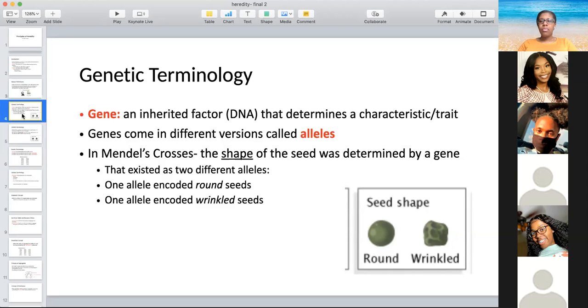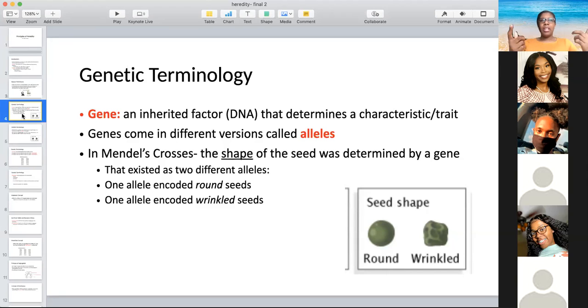Okay, and you've seen various traits amongst other populations. Again, we'll just use eye color. We have blue eyes, brown eyes, green eyes, hazel eyes. That's because genes can come in different versions. Those different versions of the gene, we'll call an allele. And we might use those terms interchangeably. Alleles are different versions of a gene that are still controlling a specific trait.